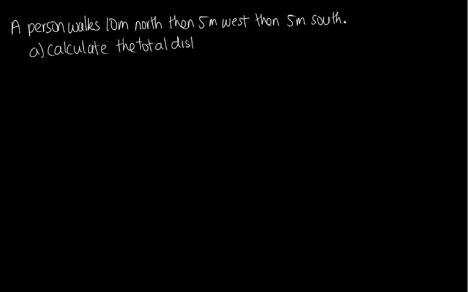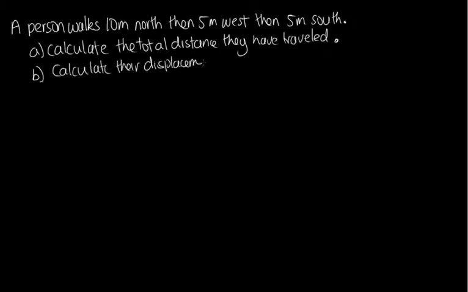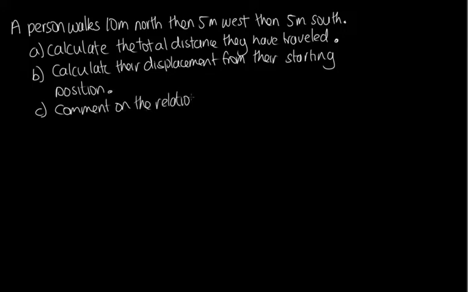Okay, so the question is, a person walks 10 metres north, then 5 metres west, then 5 metres south. Part A, calculate the total distance they have travelled. Part B, calculate their displacement from their starting position. And then part C, comment on the relationship between distance and displacement.